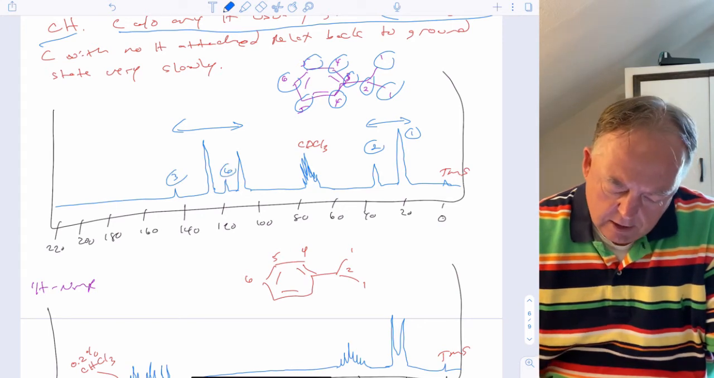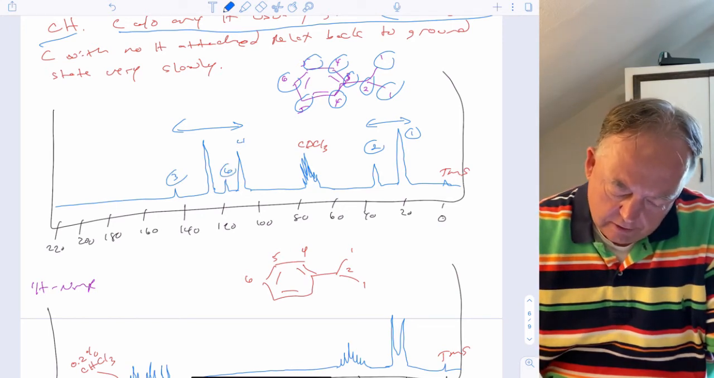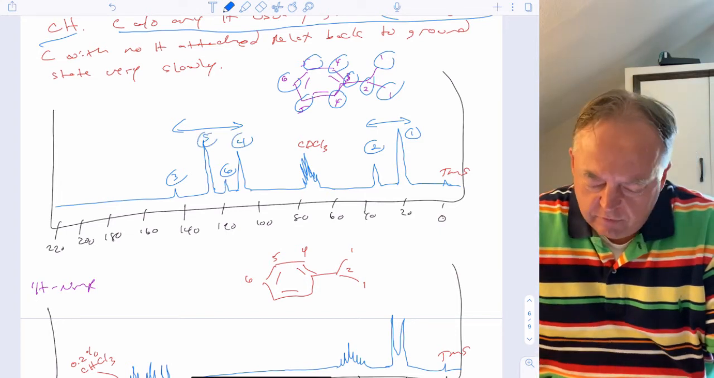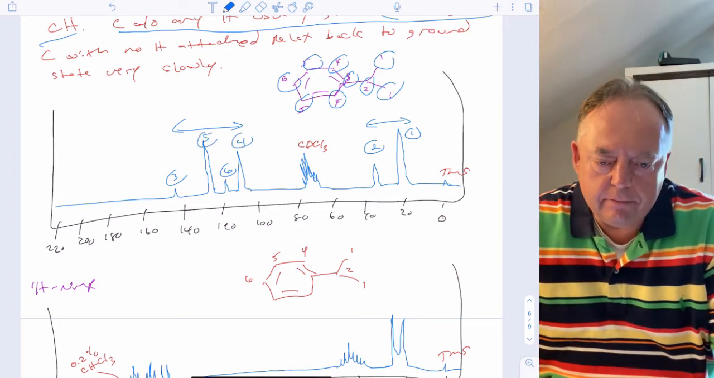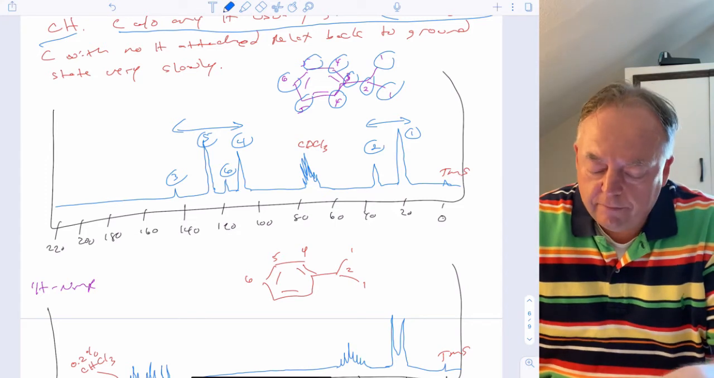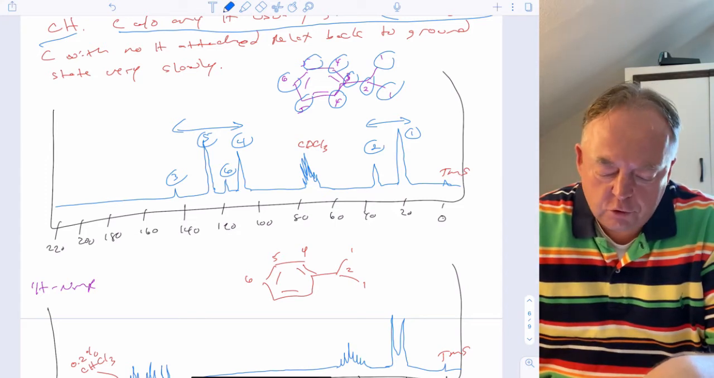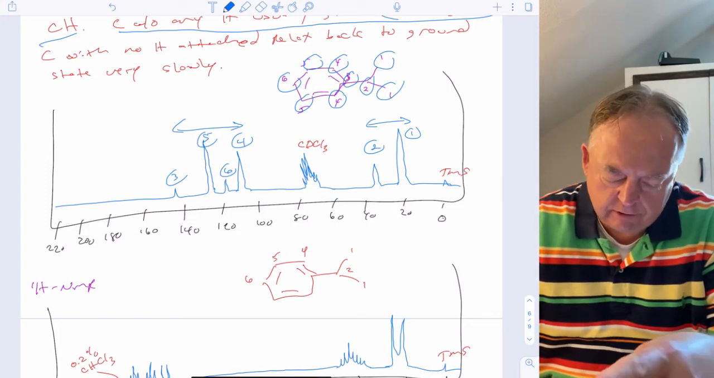And then carbon 4 and 5, they have hydrogens on them, so they're going to be a little bit bigger. Plus, there's two of them, giving rise to 2 carbon 4s and 2 carbon 5s, so those signals are going to be a little bit stronger.